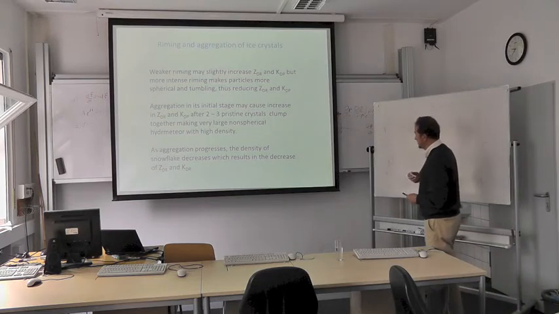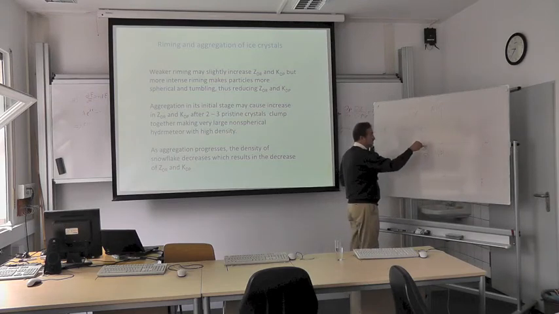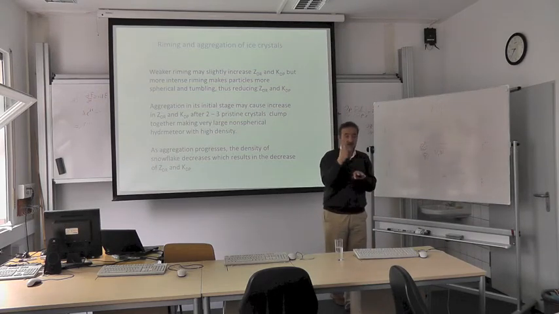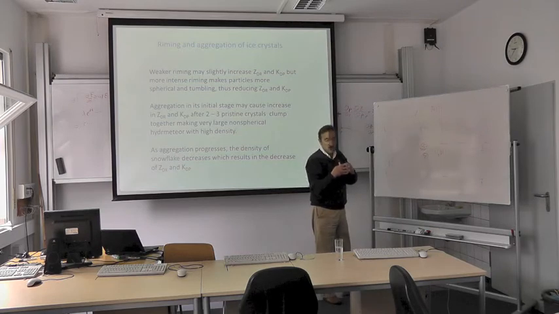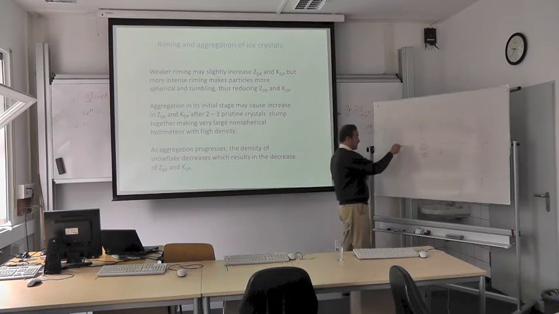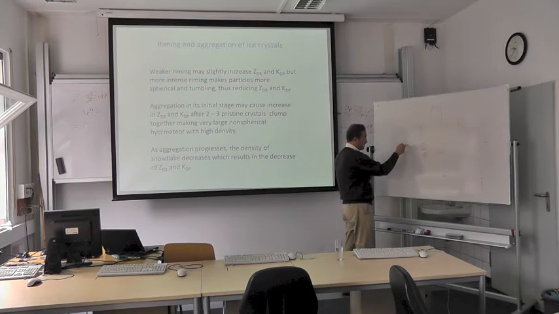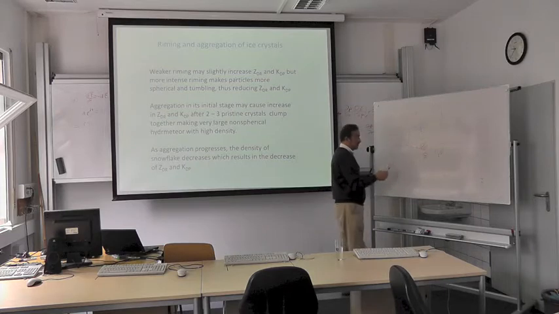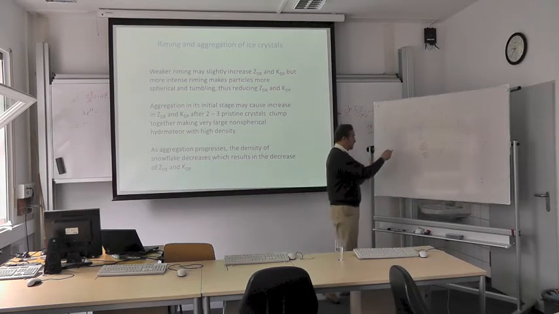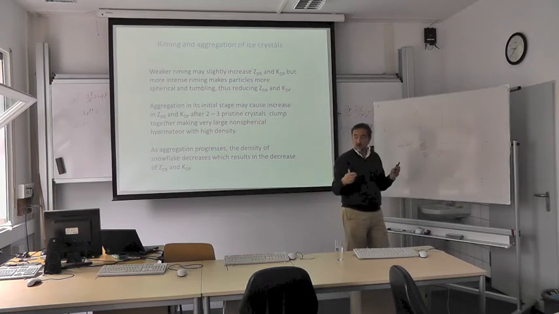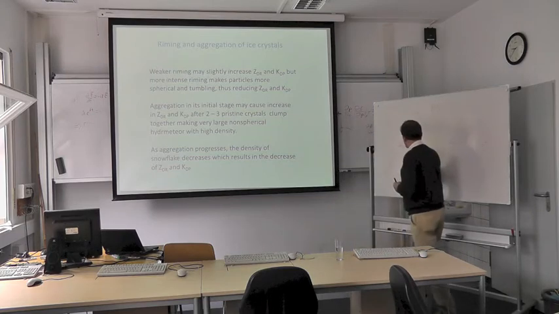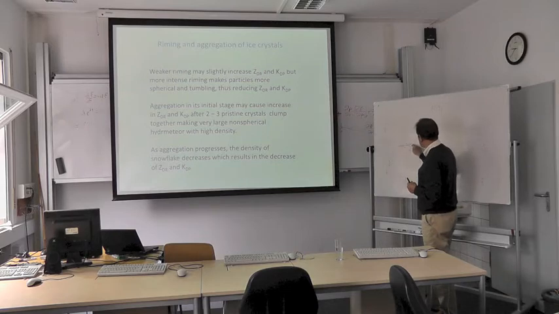What is aggregation? Here we were talking about riming, which is interaction between ice crystals and tiny liquid raindrops. Aggregation is interaction between crystals themselves. In other words, if a crystal collides with another crystal, it can make something like this. The first stage of aggregation can make a quite large but very anisotropic, very aspherical aggregate. And this aggregate, because of its size, still has a large density.